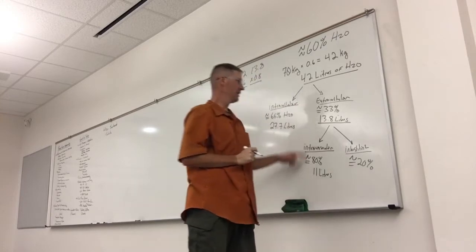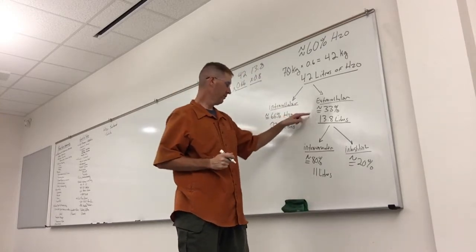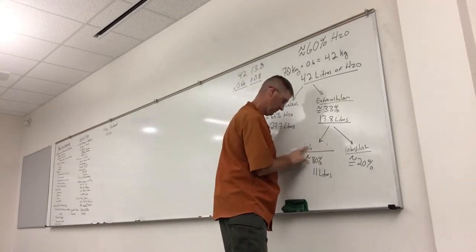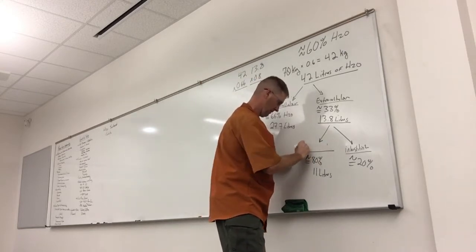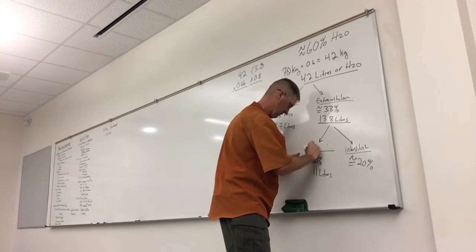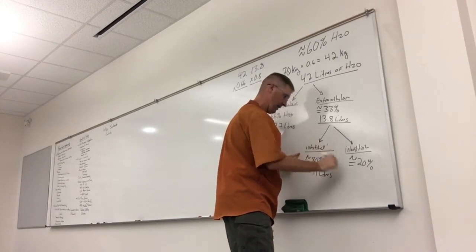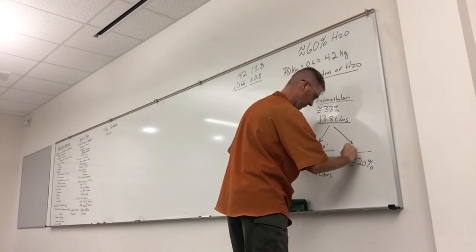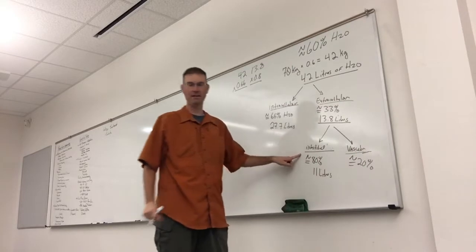So 80% of the extracellular fluid is interstitial. You guys didn't correct me there. That's how it's getting nervous. Right? And 20% is in the vascular compartment. There we go. That should eliminate any confusion there, right?